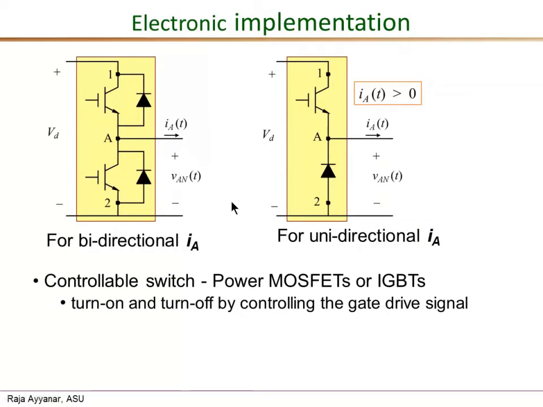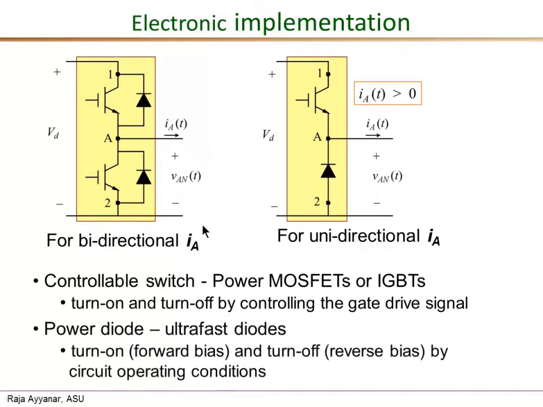Now, in either of the two implementations, whether for bidirectional or unidirectional IA, the controllable switches are controlled by the gate signal. So they turn on and turn off, the IGBTs. The two IGBTs here are the single IGBT in the other implementation. They turn on and turn off by applying or removing the gate drive signal. Whereas the operation of the diodes, again in both implementations, is controlled by what happens in the circuit. Whether the circuit applies a forward bias or a reverse bias for the diode determines whether the diode is off or if it is conducting.